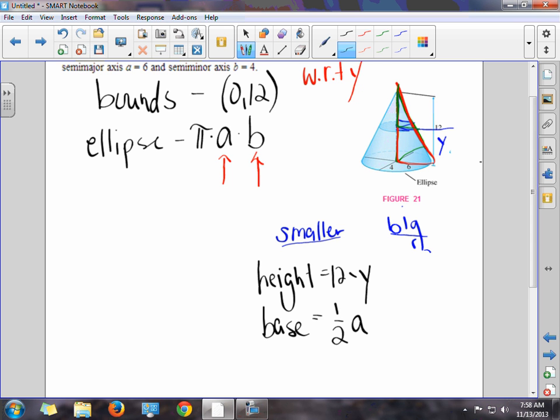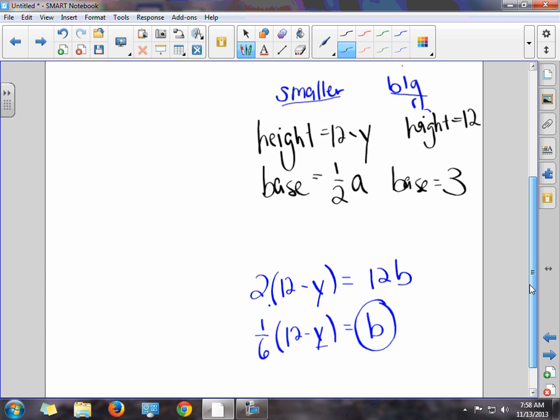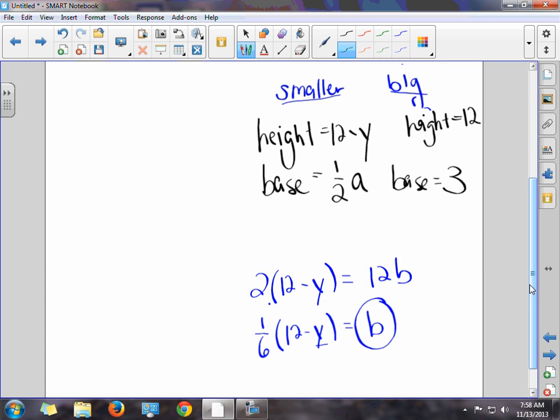And for my big one, the height is 12, and then the base is going to be half of my semi-major axis, which is 3. So now I'm going to set it up. I should fix this one. This should be 1/2 B. So that makes that 6 right here. So this is going to make this 1/3 over here.